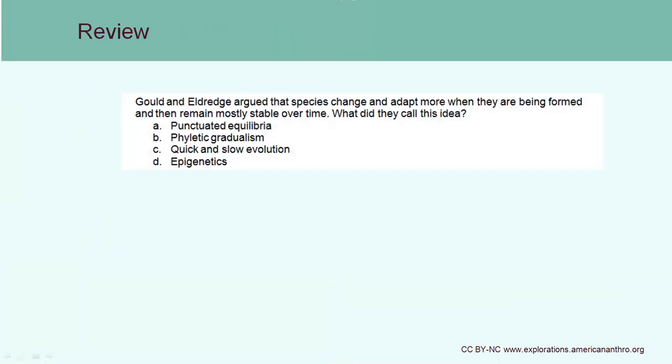All right, so here's a review question for you. Gould and Eldredge argued that species change and adapt more when they are being formed and then remain mostly stable over time. What did they call this idea? Was it punctuated equilibria, phyletic gradualism, quick and slow evolution, or epigenetics? So go ahead and pause for a second and think about which vocabulary word best explains this concept.